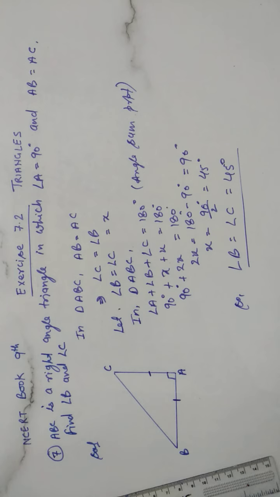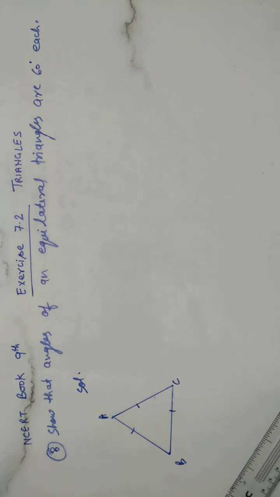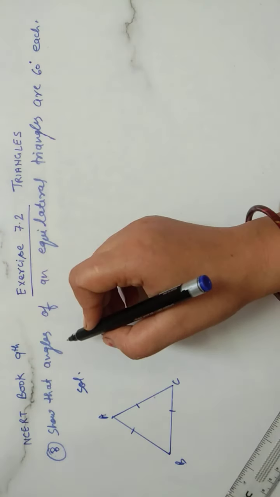So now we will discuss our next question, that is question number 8, the last question of our exercise. So this is our question number 8. We have to show that the angles of an equilateral triangle are 60 degree each. Okay, till now we know it very well that for an equilateral triangle each angle is 60 degree. But here we have to show it. We have to prove that it is like that only. So just see the solution.